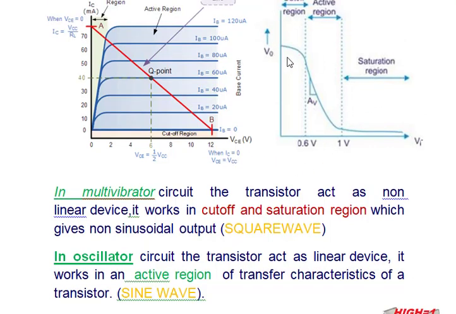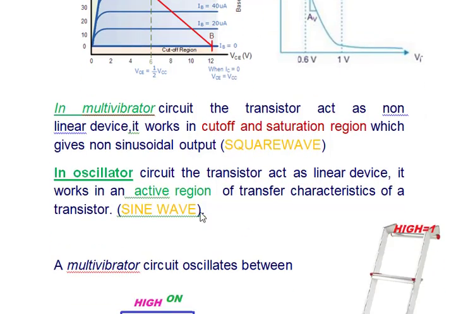Here, the cutoff region and the saturation region give a non-sinusoidal output. That is nothing but a square wave. So the multivibrator gives the square wave.